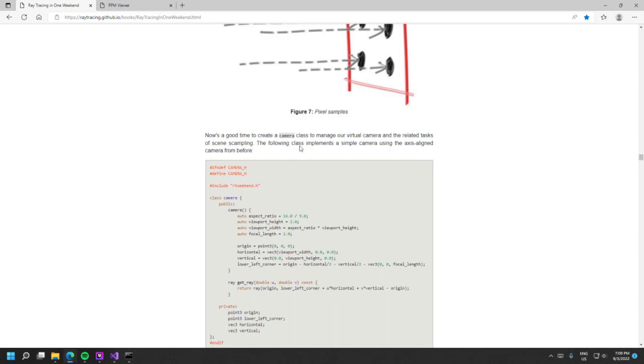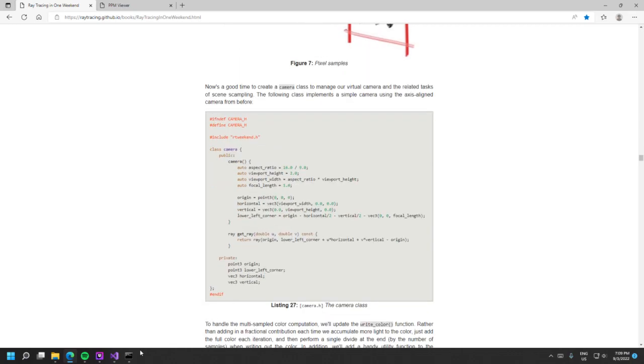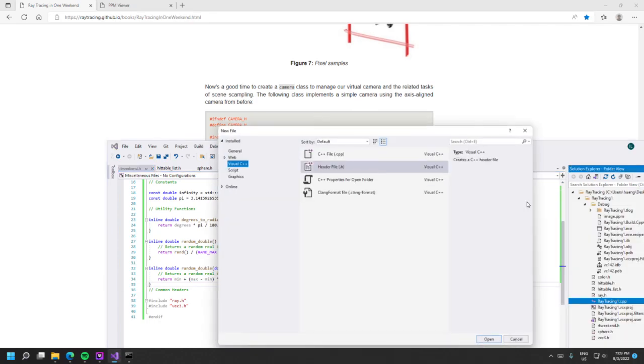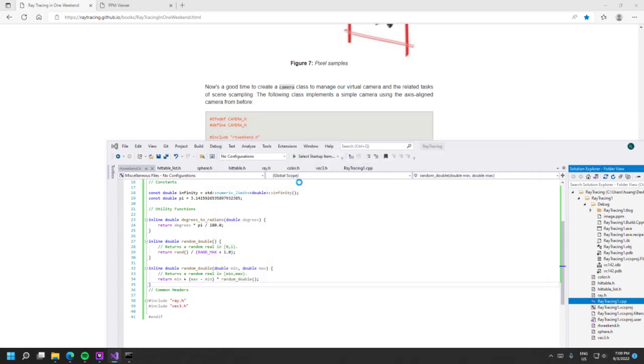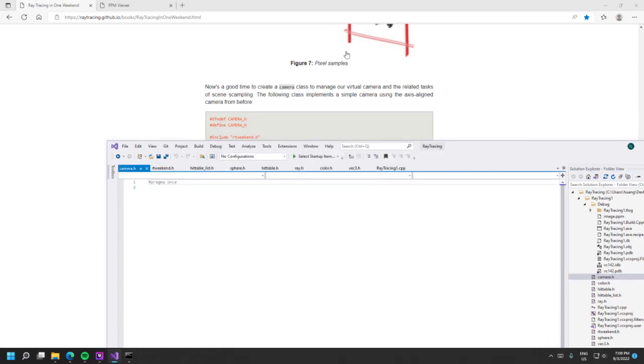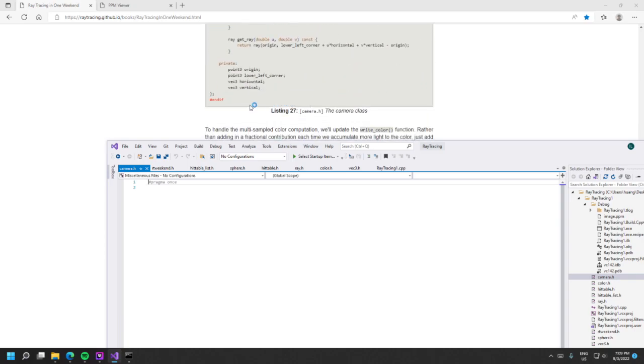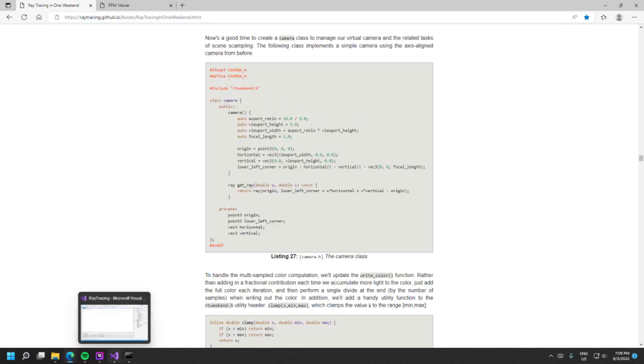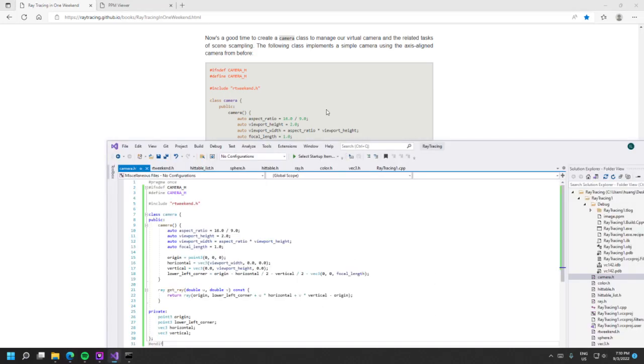Now it's a good time to create a camera class to manage our virtual camera and the related task of scene sampling. The following class implements a simple camera using the axis-aligned camera from before. This is the camera class, so let's have a camera class. I'm just copying and pasting a lot of stuff because I feel like explaining them is so much more interesting than writing them. The point is, if you know why it works, you can always make it work. It's not the typing part that's important.